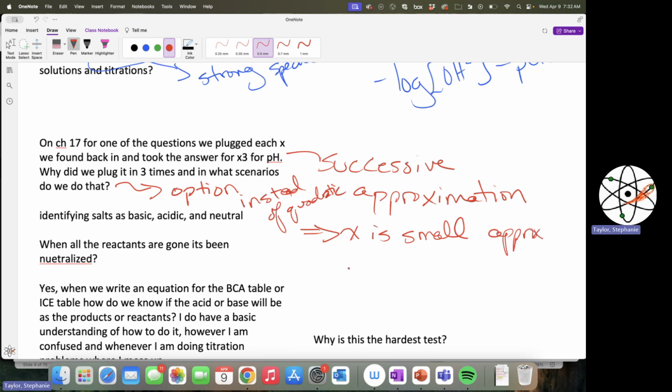So you guys have been using the X is small approximation. Just keep at it. Keep using the X is small approximation because that really is, this exam has enough calculations on it that we basically designed them so that you just need the X is small approximation. But I covered successive approximation in the case that it got included.